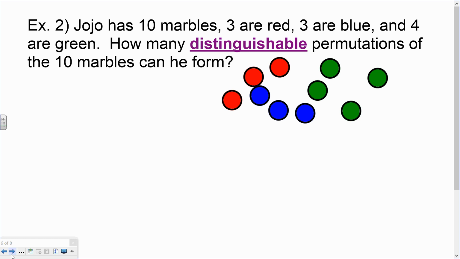Some of the problems are going to be talking about identical twins and triplets, and yes, I know their parents can probably tell them apart, but I usually can't. So when you get those kinds of problems, we're going to assume we can't tell them apart.